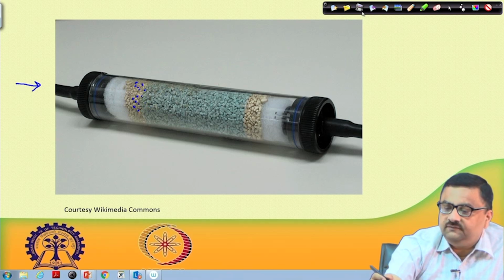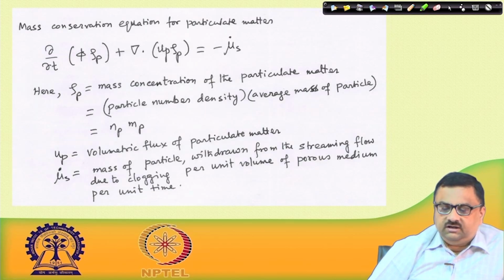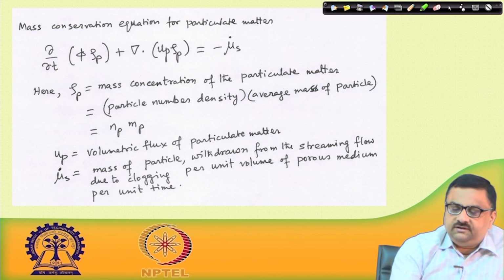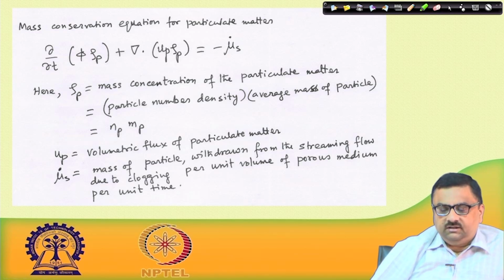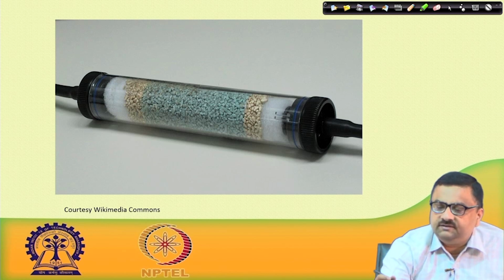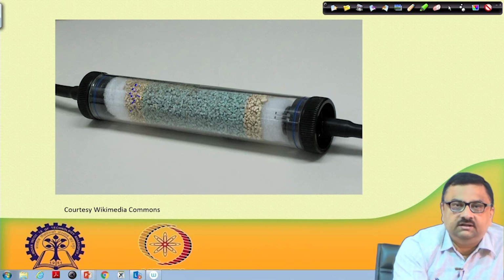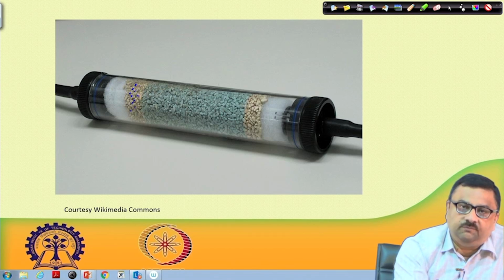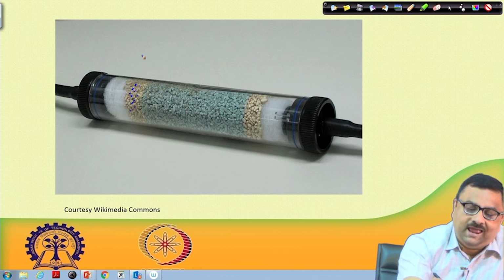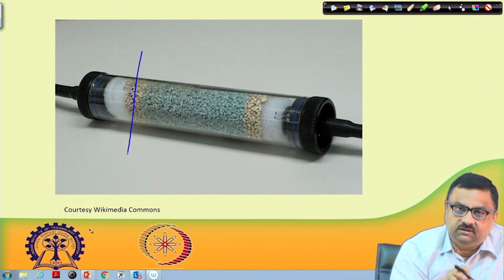What is the unit of sigma s now? If we go back to our original exercise, sigma s dot was the volumetric rate of deposition, which is mu s dot by rho p, and the volumetric rate of deposition would be the volume withdrawn from the streaming flow due to clogging per unit volume of porous medium per unit time. So, when we talk about sigma s dot, that is volume withdrawn. We are having some deposition here, and this is the volume withdrawn per unit volume of porous medium. Sigma s is the volume of solid withdrawn from the fluid and getting deposited on the surface per unit volume of porous medium at a particular location. So, that is what sigma s is.